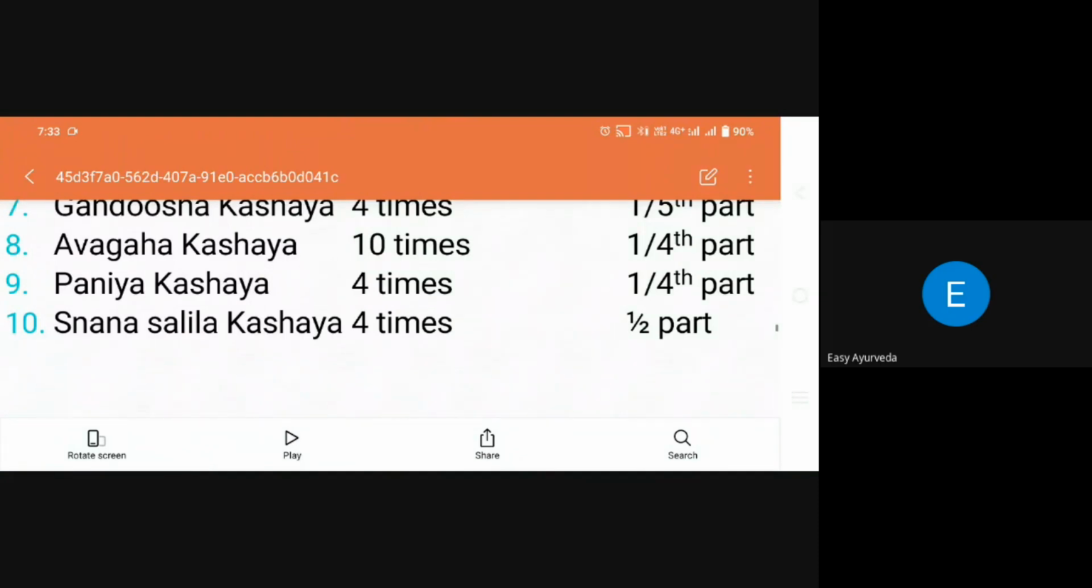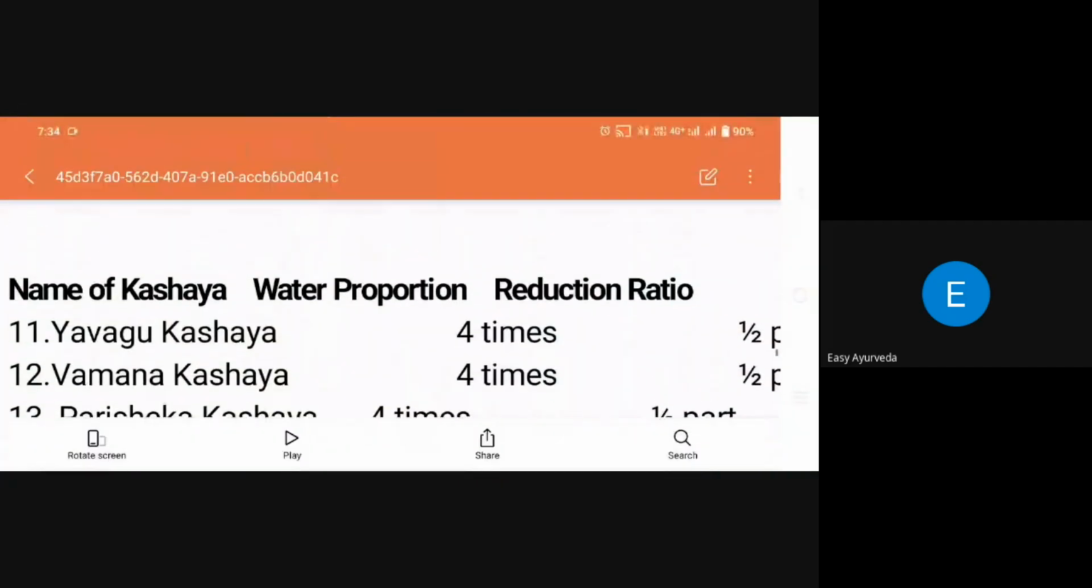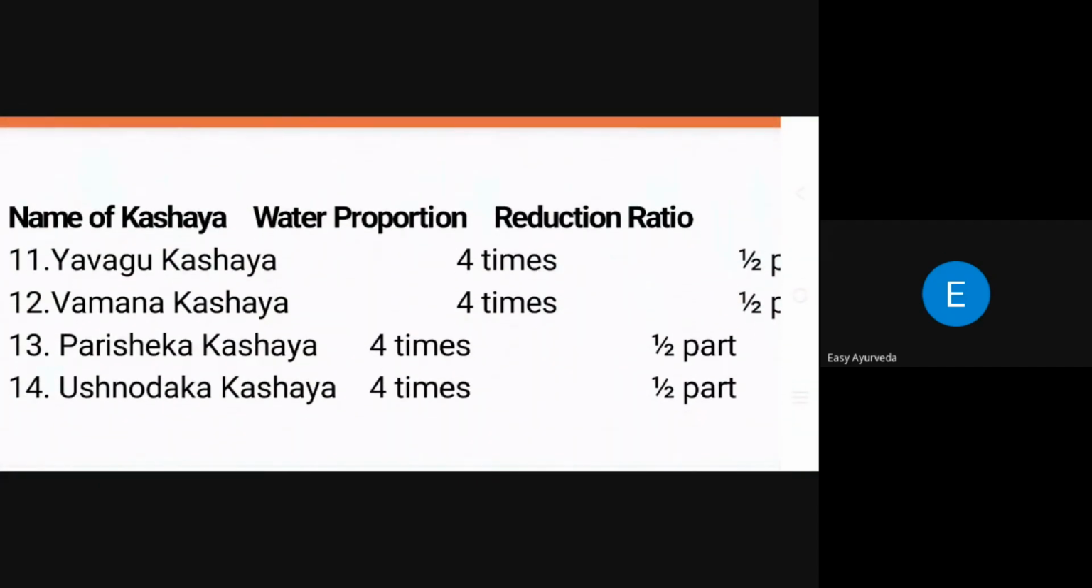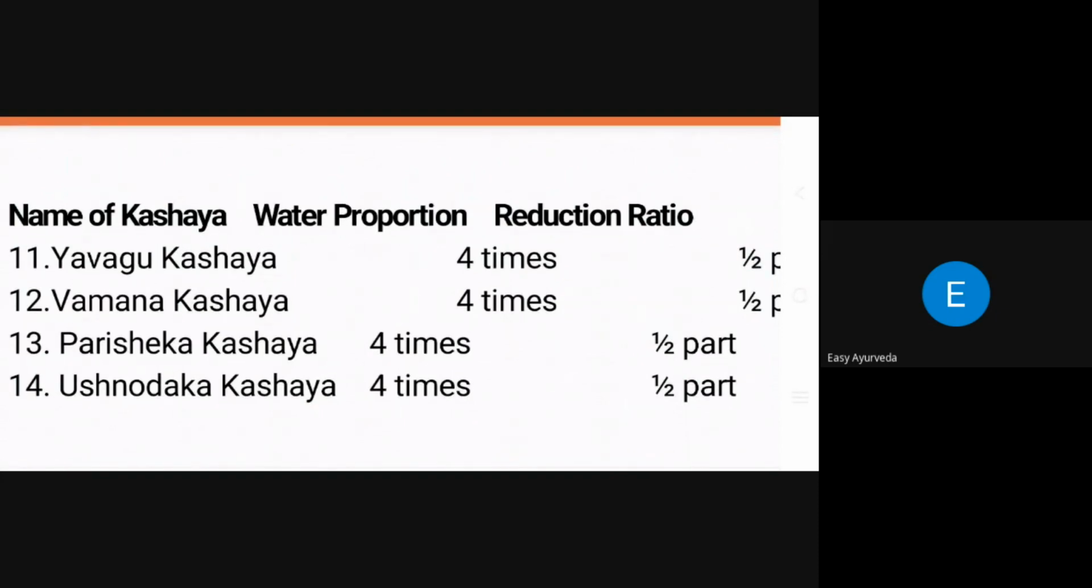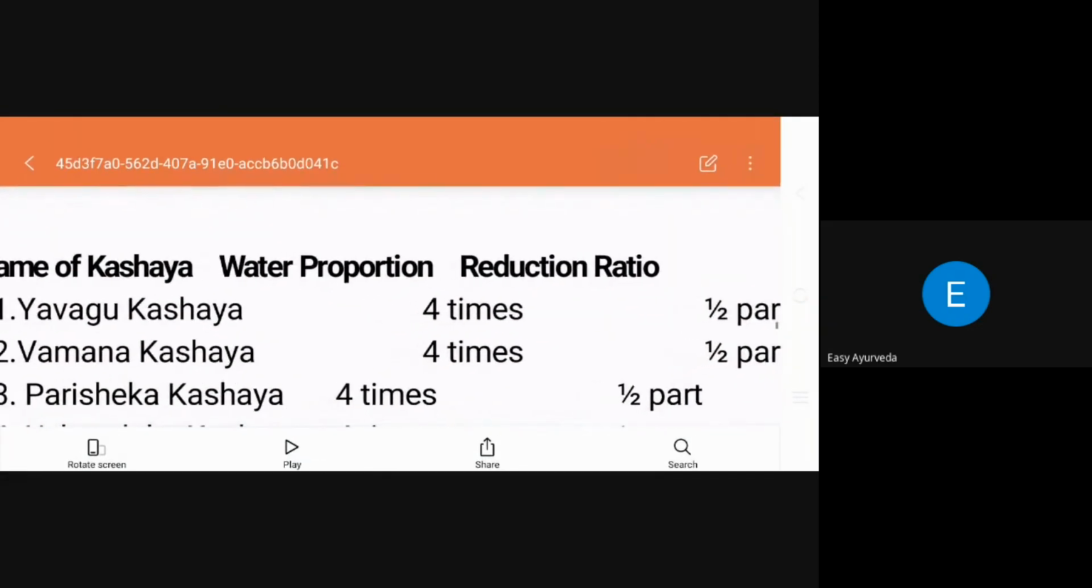In the treatments, medicated Snana has been mentioned. In that context, 4 parts of water, 1 part of drug, and the Kashaya should be reduced to half part. Still more Kashayas have been explained. Yavagu Kashaya: Yavagu is made as gruels, and the preparations have been mentioned. If you are using any Kashaya drugs, decoction, we have to use 4 times of water with the drug, and it is reduced to half part.